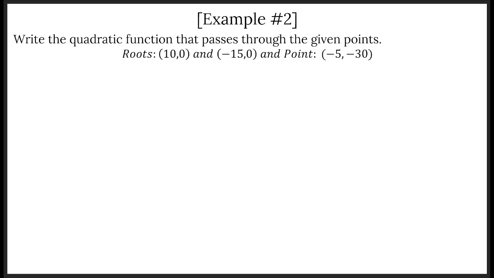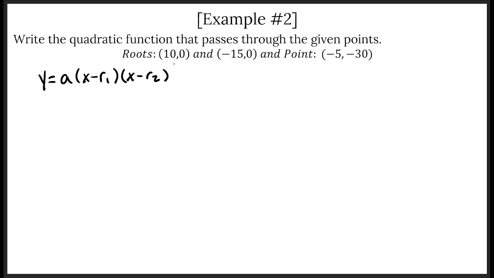Write the quadratic function that passes through the given points, roots (10, 0) and (-15, 0), and the point (-5, -30). Let's start with our factored form of our quadratic function: y = a(x - r1)(x - r2).